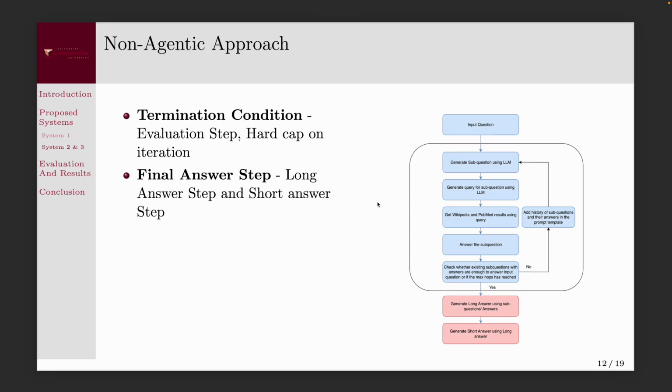Coming to the final answer step, it happens across 2 different steps. The first step is to produce a long answer, using the sub-question answers and the input question. Once we have the long answer, we use it to produce a short answer with respect to the input question. So this is all about system 2.